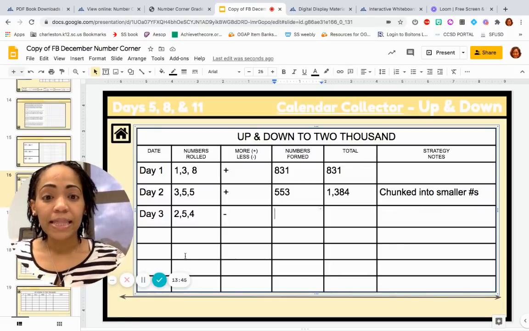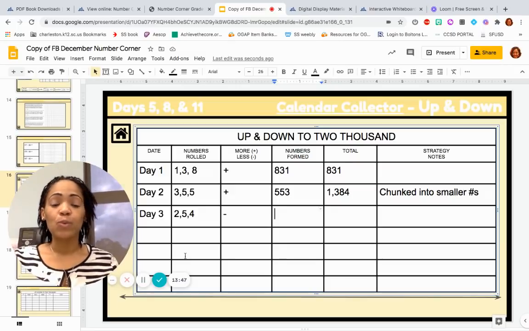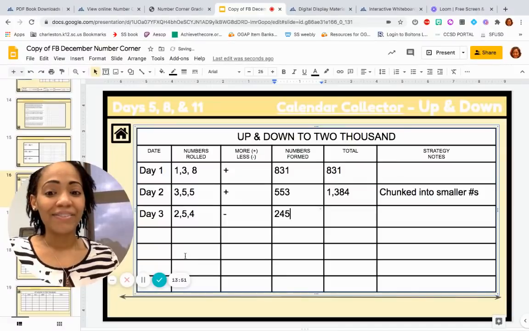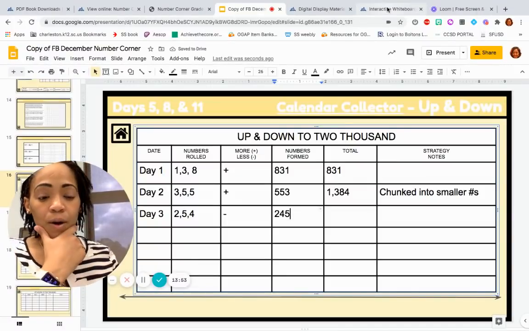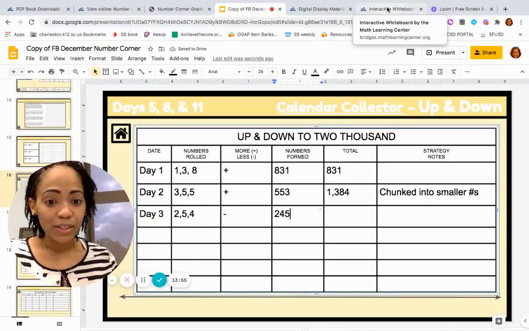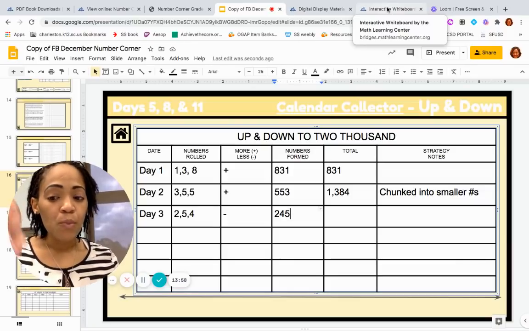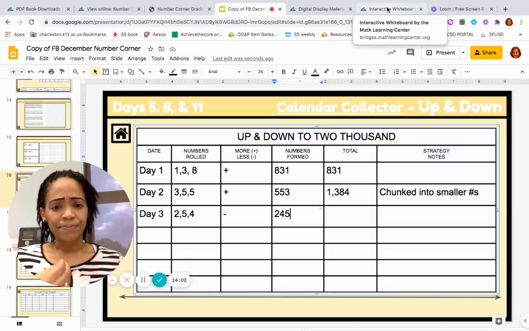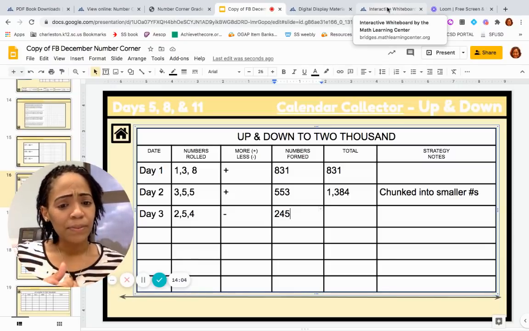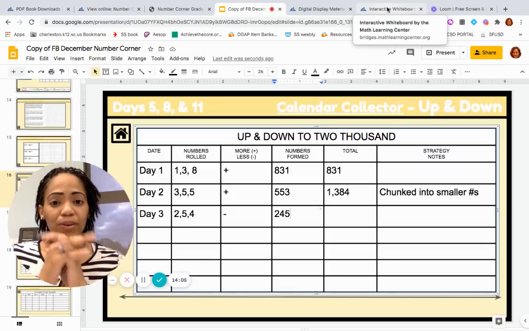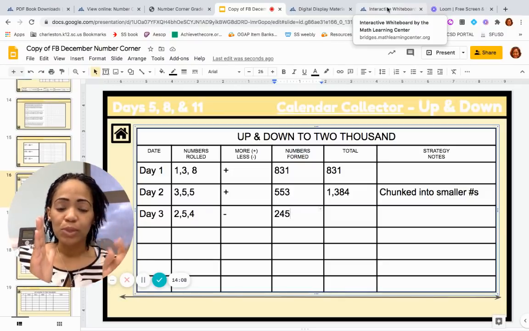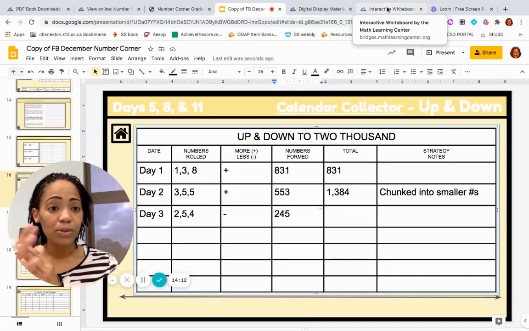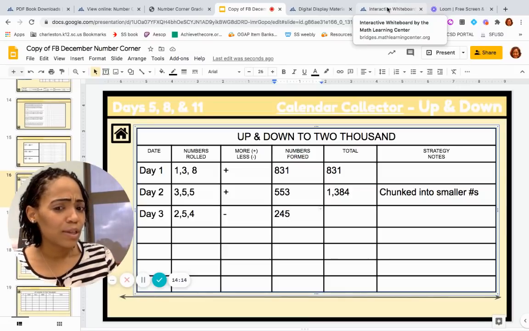Okay, so we're going to create the smallest number possible, which would be what? 245. So now we have to subtract 245 from 1,384. So let me just ask. We did a couple different methods for subtraction. We found the distance or the difference between two numbers that were close together, and then we subtracted numbers that were farther apart. Which one do you think you should use?